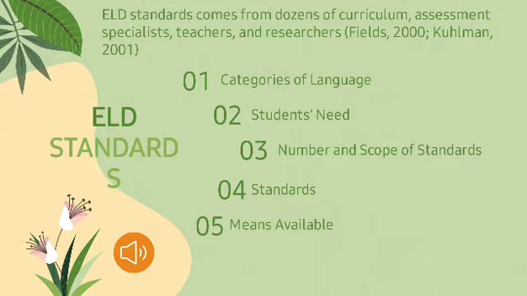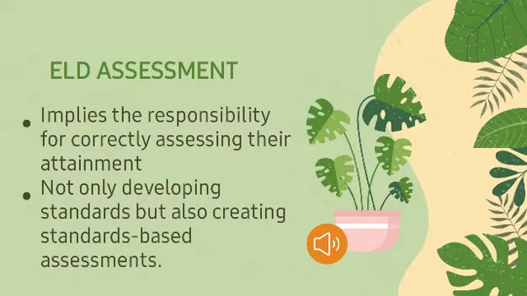Then the fourth is standards for teachers, of course. So there are qualifications, expertise, and training for teachers. The last one is means available, so means available to assess students' attainment of those standards. ELD assessment comes after ELD standards, and ELD assessment implies the responsibility for correctly assessing their attainment. And you know that it is not only developing standards but also creating standard test assessment.